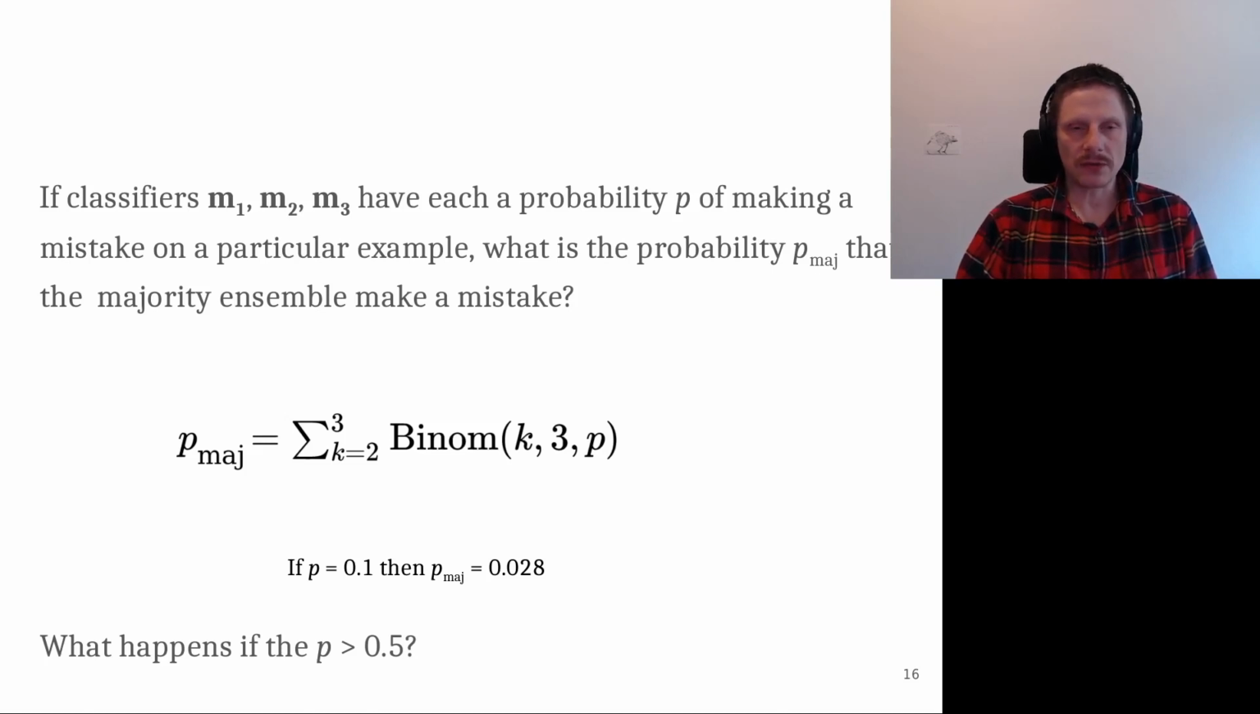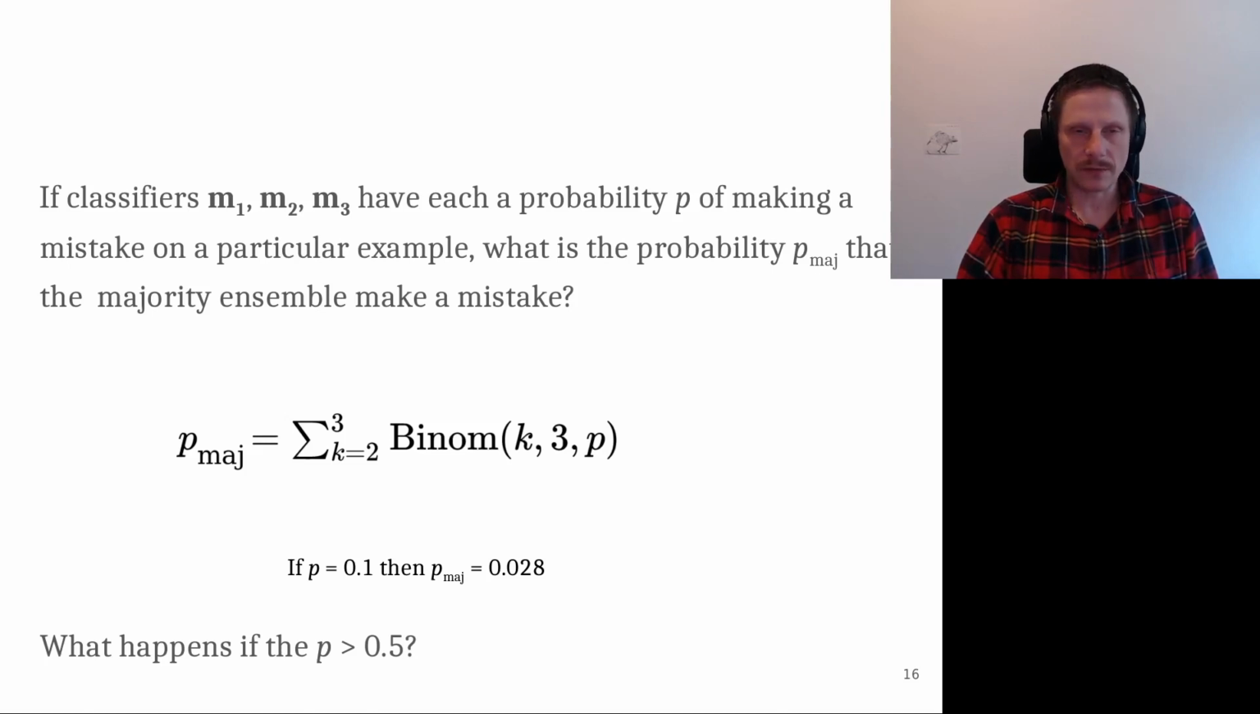So we simply have to sum together the binomial function for these two cases. And the binomial function is the standard formula from probability, which tells us if we flip a coin 3 times and the probability of heads is P, then what is the probability that we get 2 heads or 3 heads, and so on. So we can just use this formula.